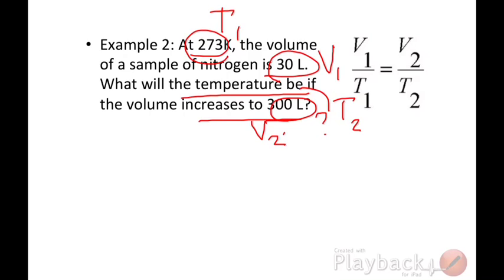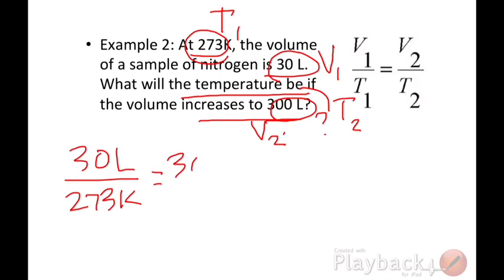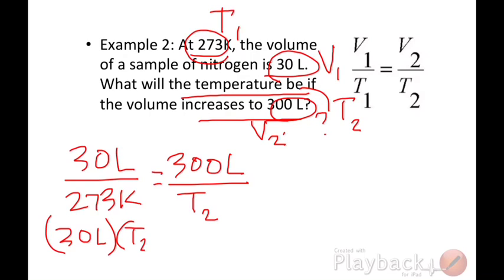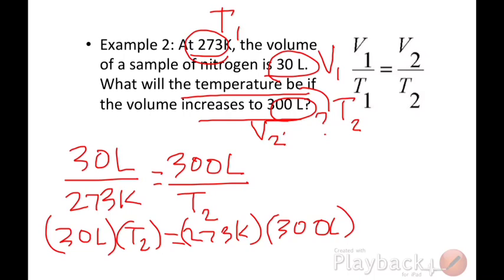Then we plug these into our equation. So 30 liters over 273 Kelvin equals 300 liters over T2, which is the part we don't know. Okay, so we can solve this two ways again. We can cross multiply and divide. We can go ahead and do that first. So 30 liters times T2 equals 273 K times 300 liters. We want the temperature by itself, so we have to divide by 30 liters on both sides to undo this multiplication that's on the left side.